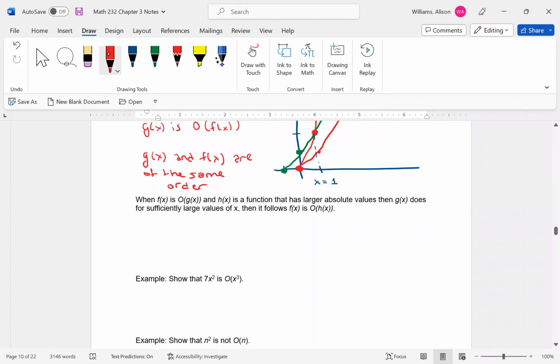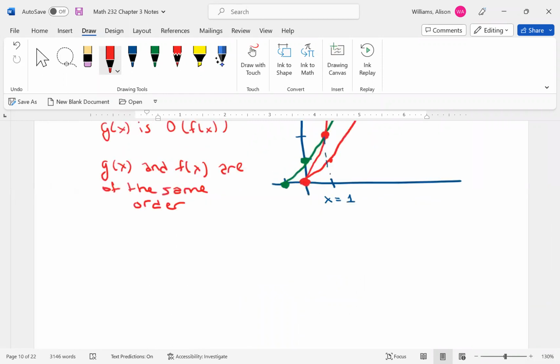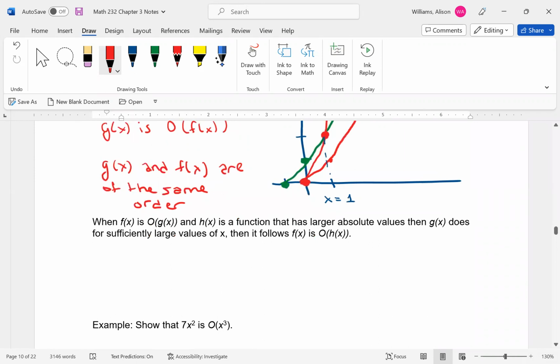So when f of x, in fact, I want to zoom in a little bit. Okay. When f of x is big O of g of x and h of x is a function that has larger absolute values than g of x, then it follows that f of x is big O of h of x. And the reason is, if it happens to be that the absolute value of h of x is bigger than g of x, that's what they say, right? Right, that's what they said.